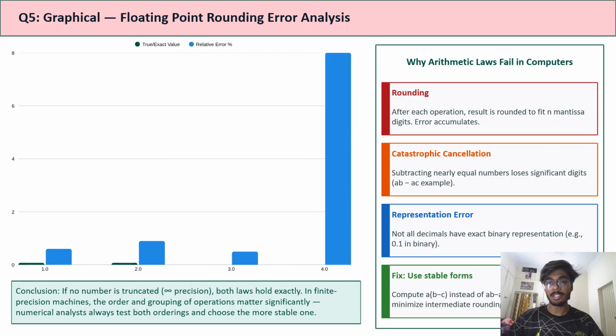These failures in computers may occur due to three errors. First, rounding off the mantissa and removing significant values. Second, catastrophic cancellation: subtracting nearly equal values and losing significant digits, for example ab minus ac. And third, representation error: not all decimals have an exact binary representation, like 0.1. So this is the graph.